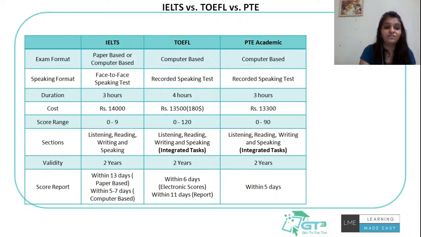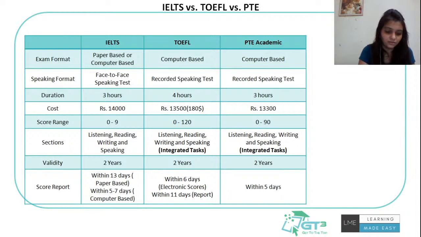And the validity of the test results. The results will be valid for all three tests for 2 years. The score report for pen and paper based is always 13 days, and for computerized it would be 5 to 7 days for everyone. So you can have a short look. Let me see if there are any questions.